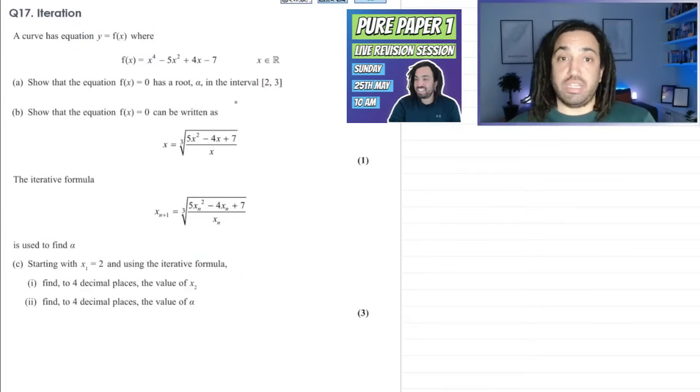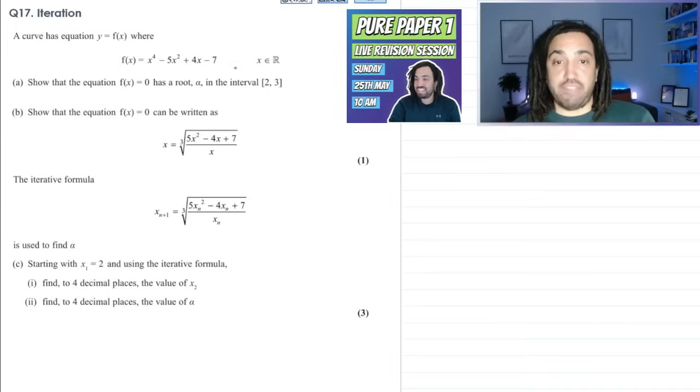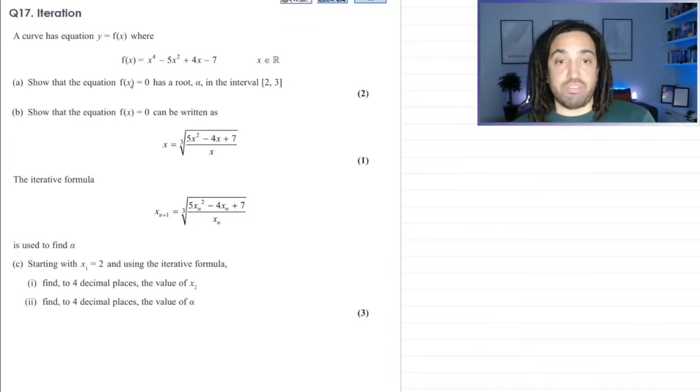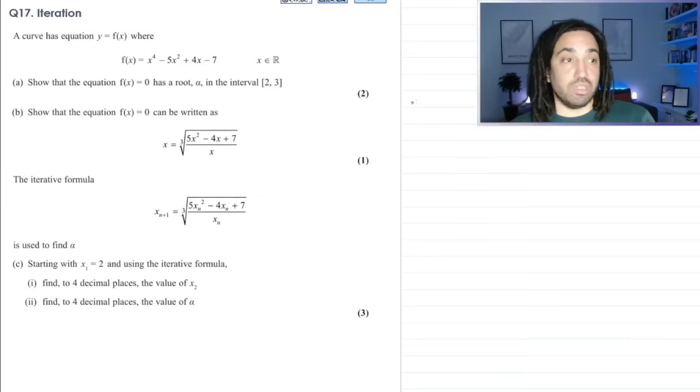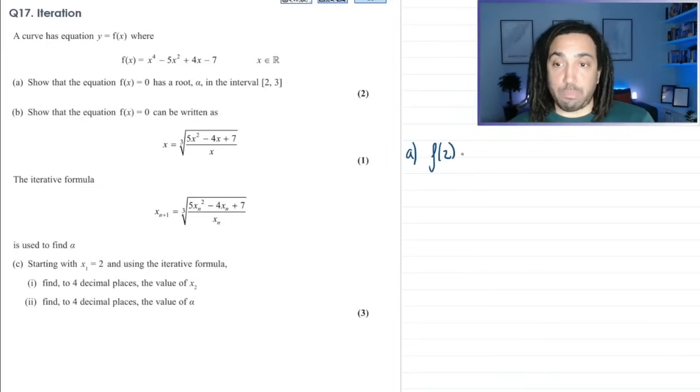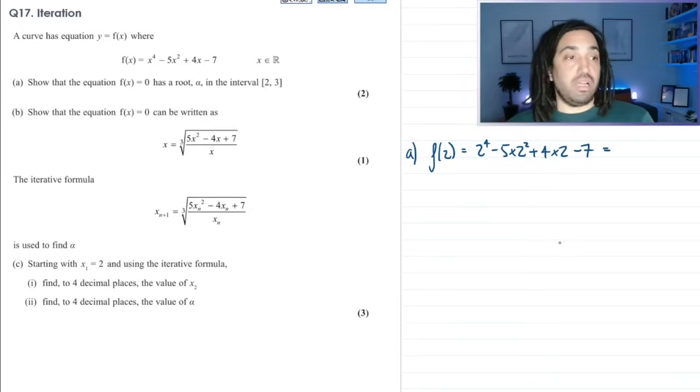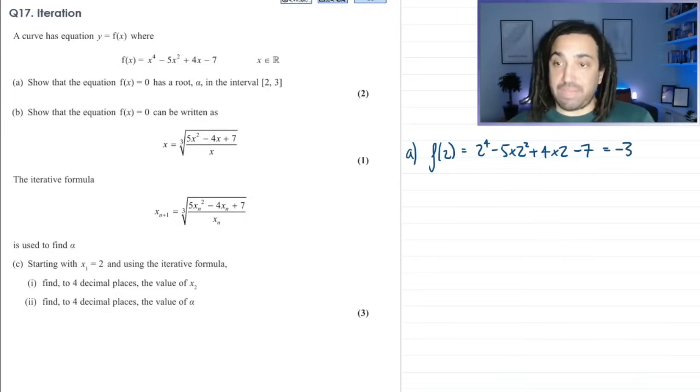Question 17, iteration. We've got a function, f of x. Show that f of x equals 0 has a root on the interval. Okay, perfect. So this is the change of sign method. So what we're going to do is sub in 2 into the function. So we get 2 to the 4 minus 5 times 2 squared plus 4 times 2 minus 7, which is equal to minus 3, which is of course less than 0.